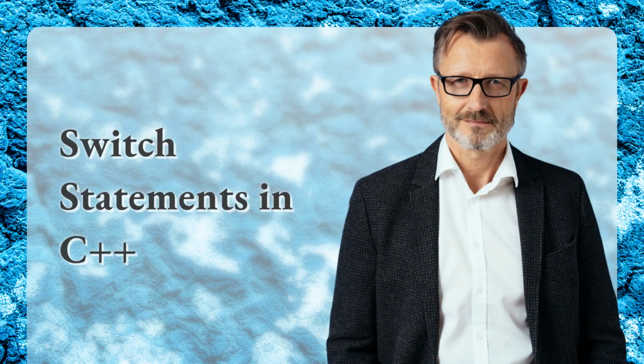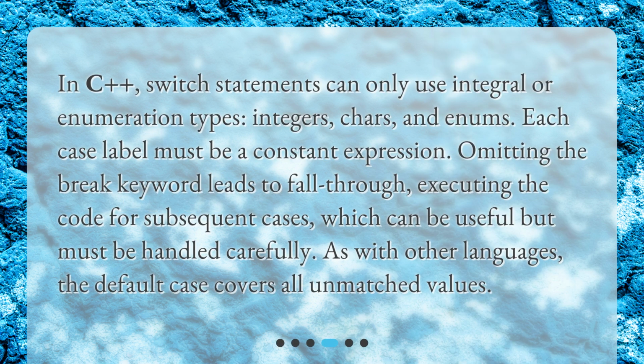Switch statements in C++. In C++, switch statements can only use integral or enumeration types: integers, chars, and enums. Each case label must be a constant expression. Omitting the break keyword leads to fall-through, executing the code for subsequent cases, which can be useful but must be handled carefully. As with other languages, the default case covers all unmatched values.